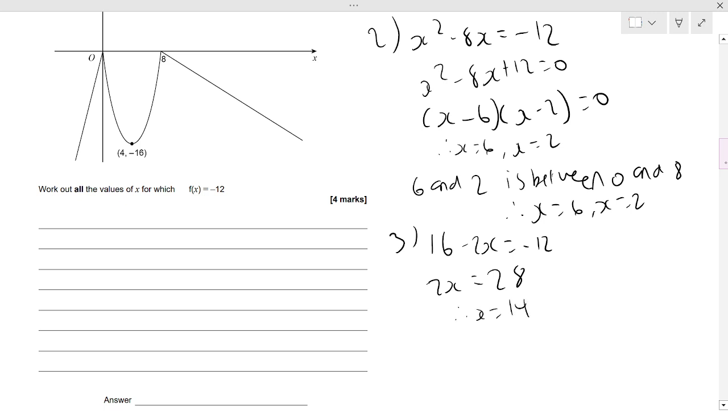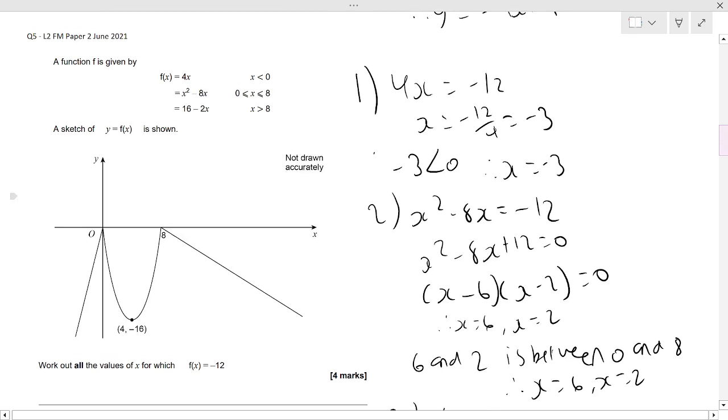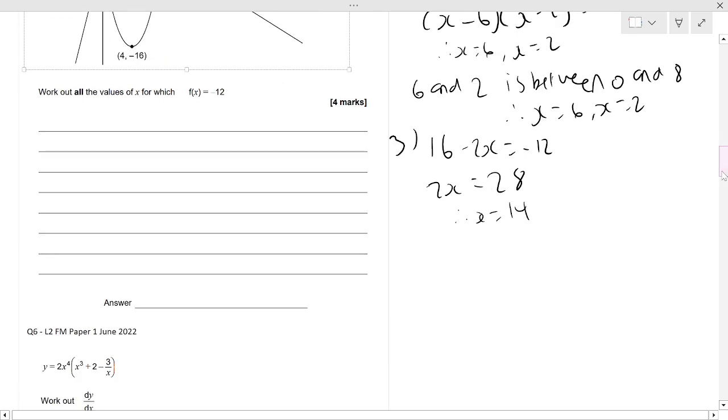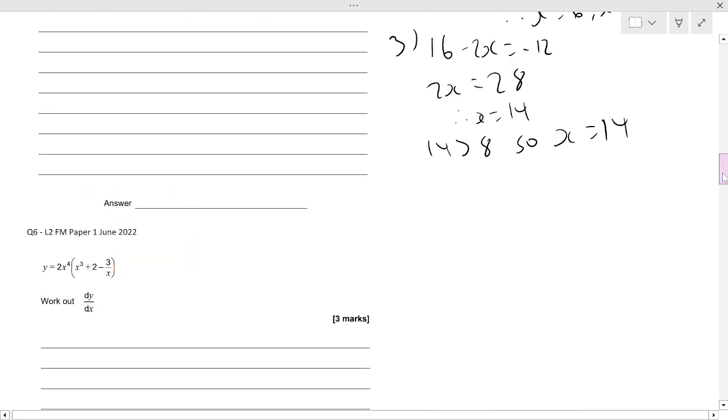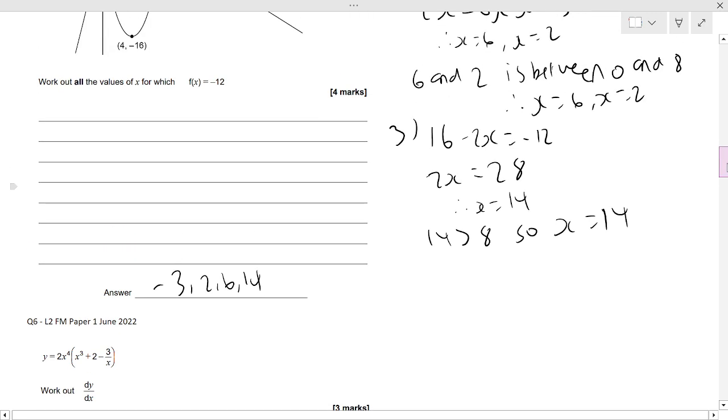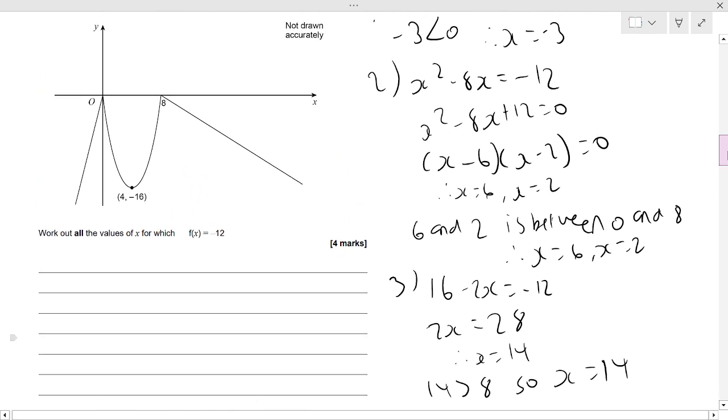Divide by 2. Again, the third part is to find when x is greater than 8. Well, 14 here is greater than 8. So again, that's also a solution. So x equals 14. Well, those are our four solutions then, right? The first one was -3, I believe. Yes, so -3. Then we had 2, 6, and 14, right? Yes, and those are our four solutions.